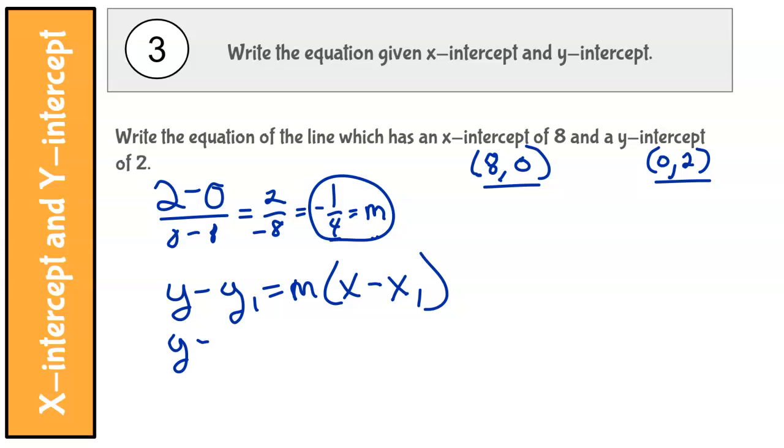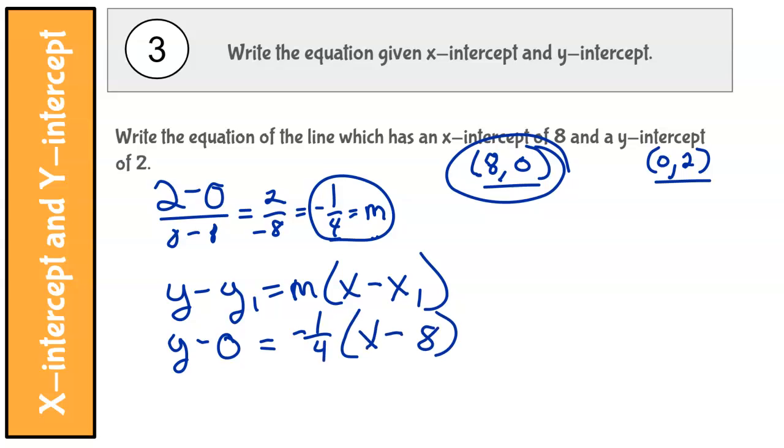It's a really good idea to use this one, the x-intercept. And I'll show you why here in a second. Equals negative 1/4 times x minus 8. Because y minus 0 is y. It's just one less step. And then we're going to distribute this in here. Technically, it just said to write an equation, so I could have stopped there, but I really like to put it in slope-intercept form. It's just good practice.